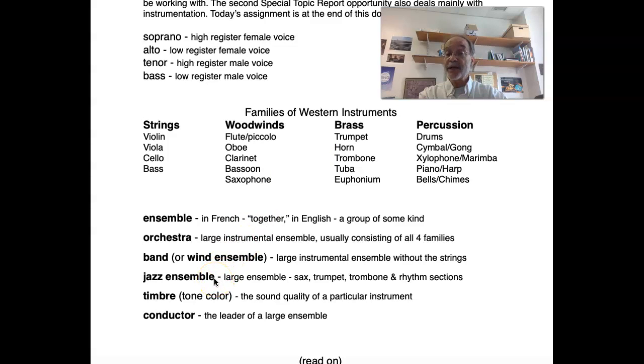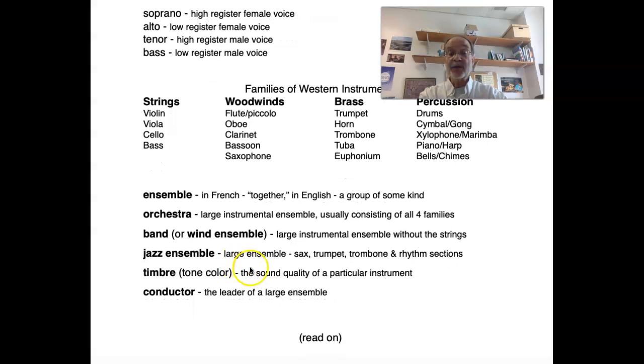You'll see more about a jazz ensemble when we get to chapter 5 of the text. You'll see a video and hear great music played by large jazz ensembles, which have been around since the late 1930s. Timbre is a very good word to use when thinking about what instruments sound like.